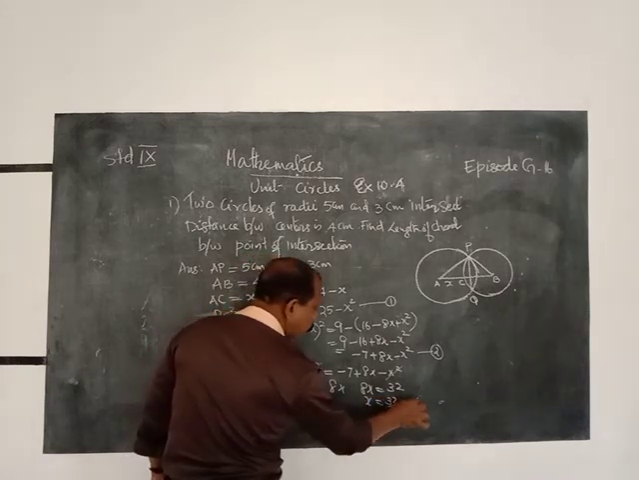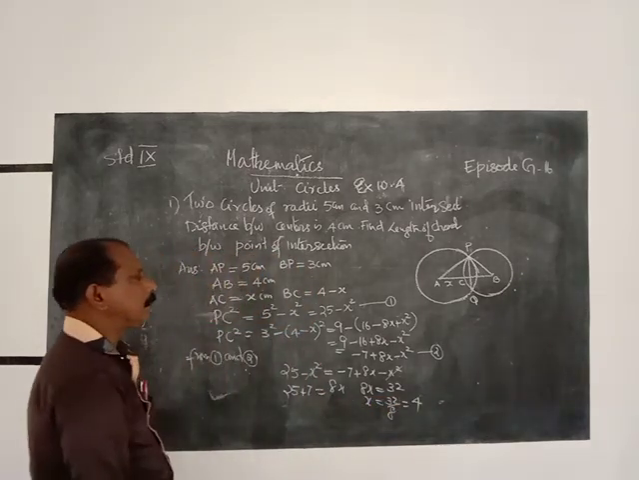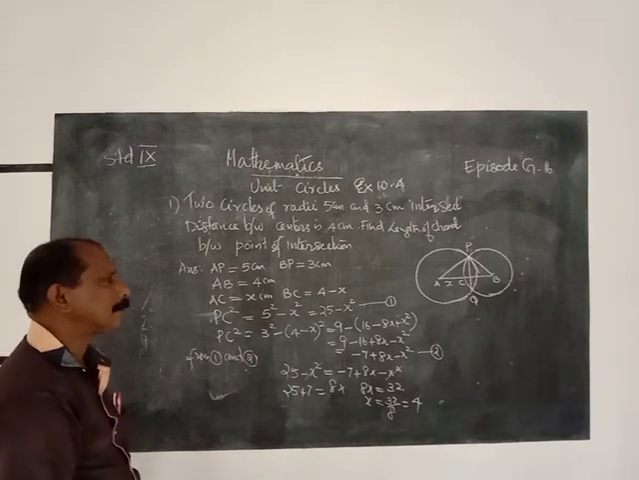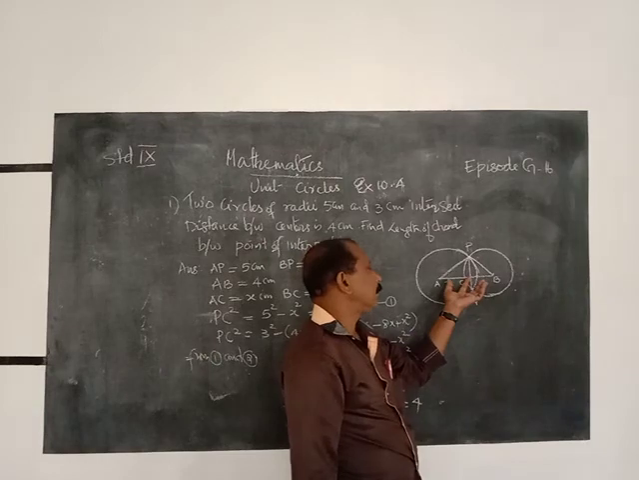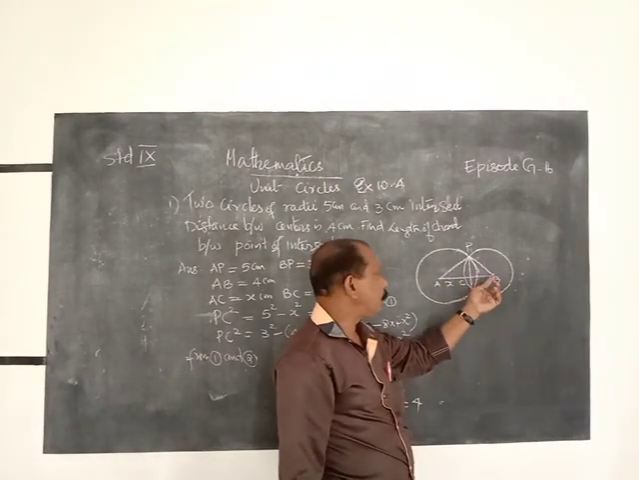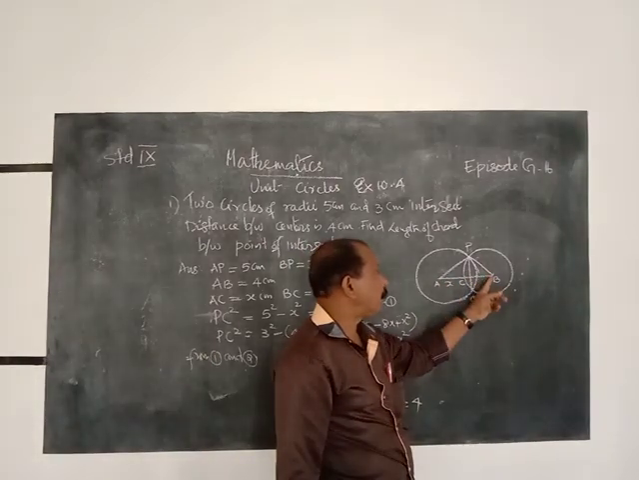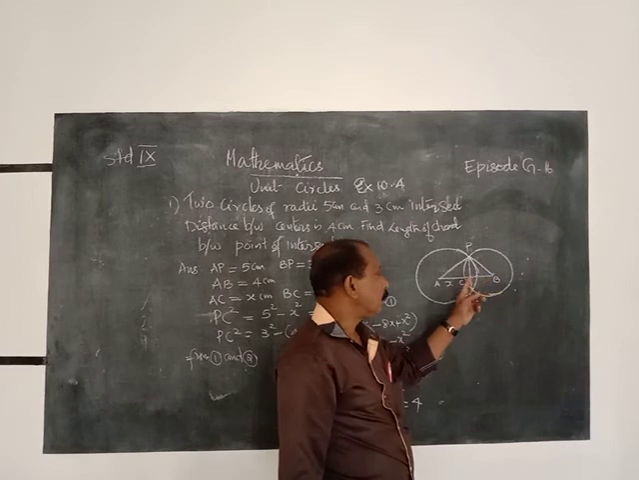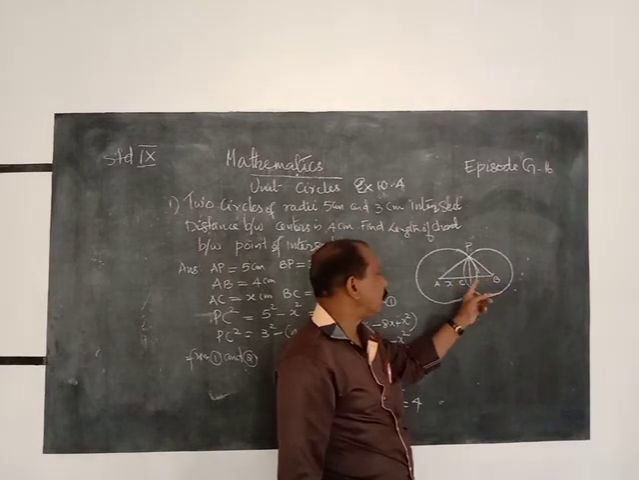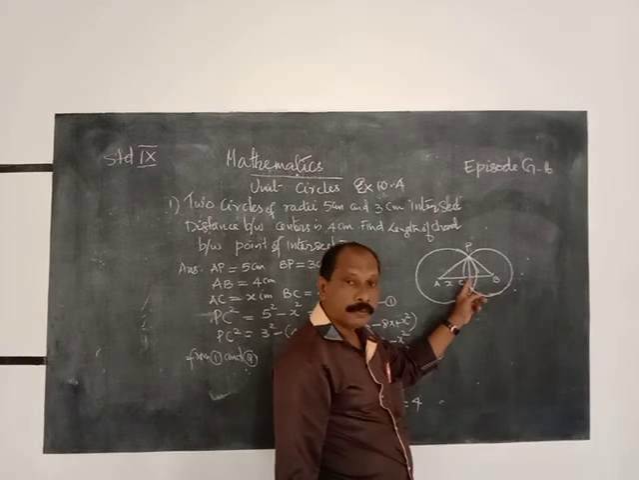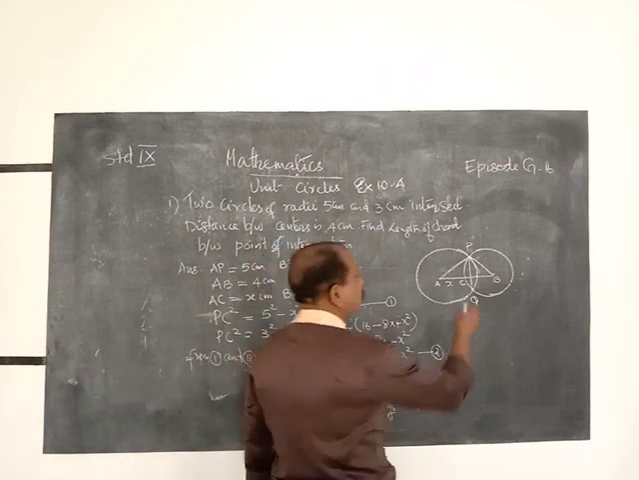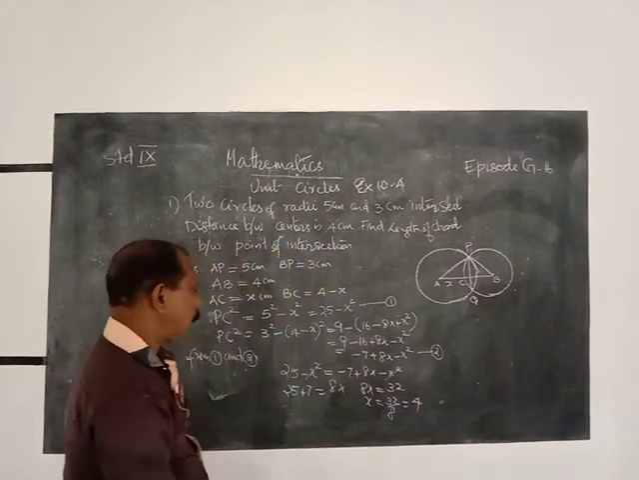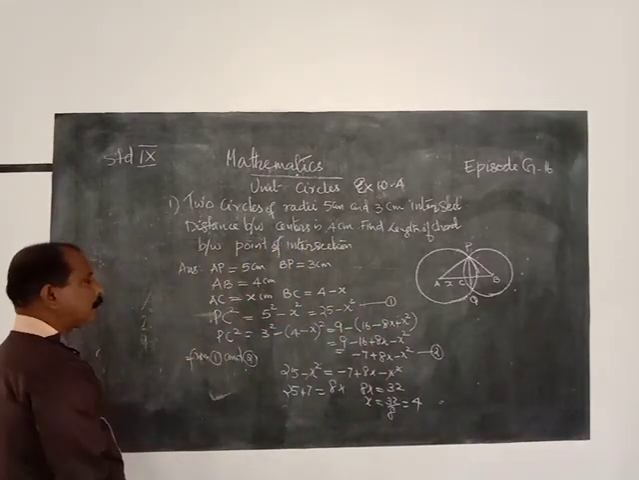That is equal to 4. x equal to 4 means that this length is 4. That is, AB is equal to 4, which means x is equal to 4, which implies that this C is actually the center of the second circle. That means B and C coincide. That means this is the circle. Therefore, x is equal to 4 we get.